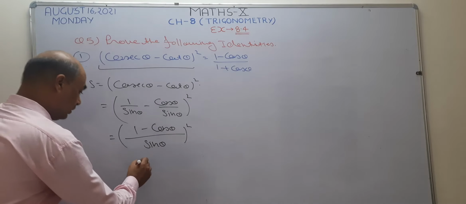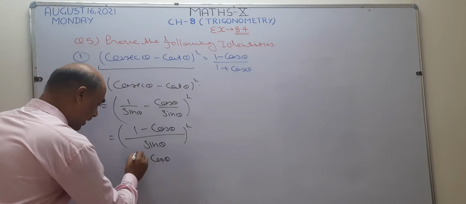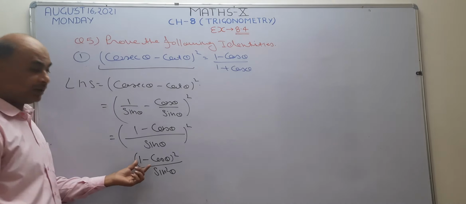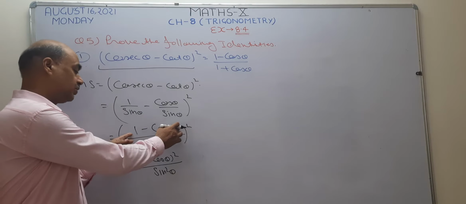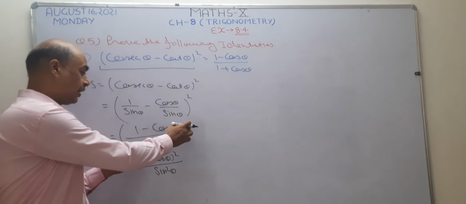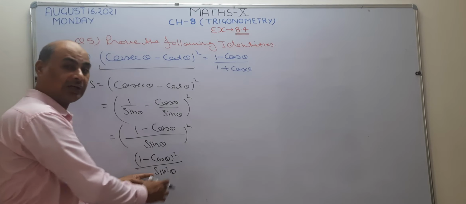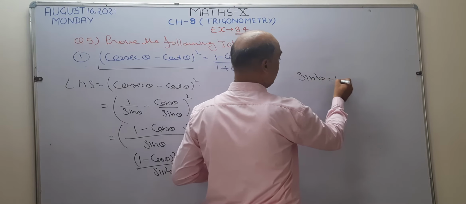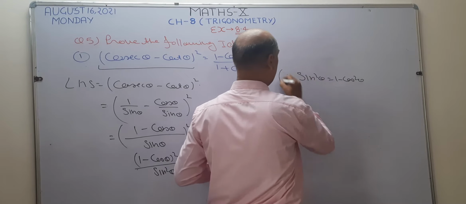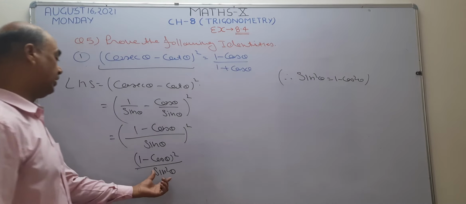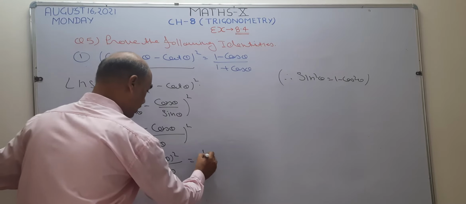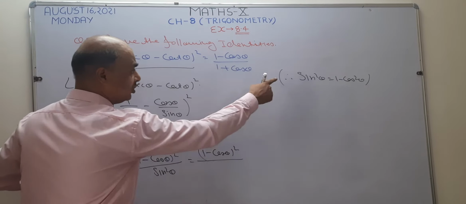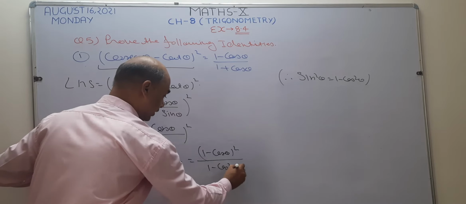Now I can write 1 minus cos theta and its square over sine square theta. Square is there, it means numerator square and denominator square both are there. Now I want to use one identity. You know, sine square theta is equal to 1 minus cos square theta. By using this identity, instead of sine square theta, I want to write 1 minus cos square theta, and the numerator part is going to remain same.